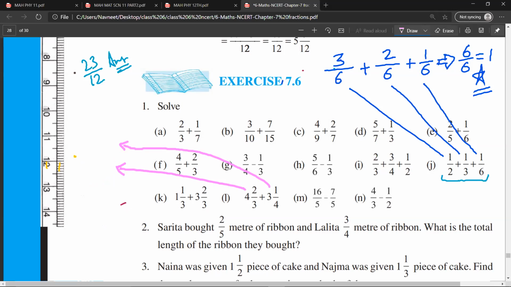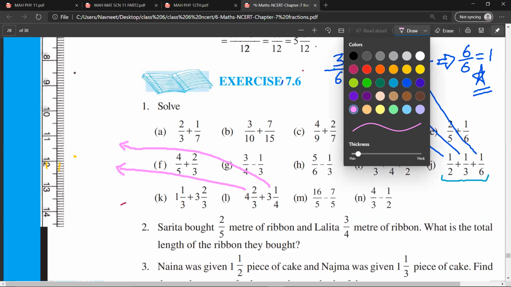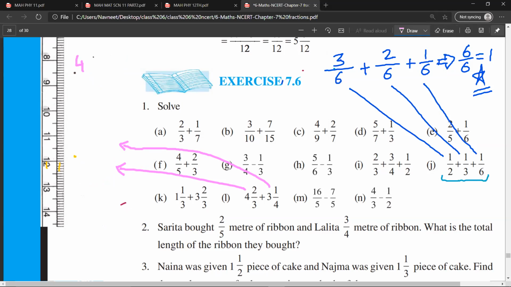4 2 by 3 — I write this as 4 into 3 plus the numerator: 4 into 3 is 12, 12 plus 2 is 14. So this will be 14 by 3. And 3 1 by 4: 4 into 3 is 12, 12 plus 1 is 13. So this will be 13 by 4.